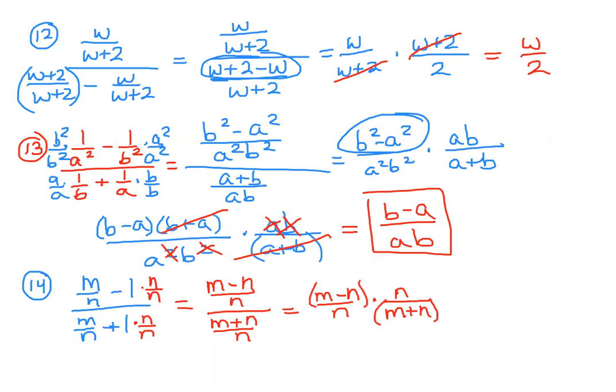what can we cancel? We can cancel those. Can we cancel m minus n and m plus n? No, we cannot. So we're left with (m minus n) over (m plus n) for our answer. Okay, two more. Number 15.